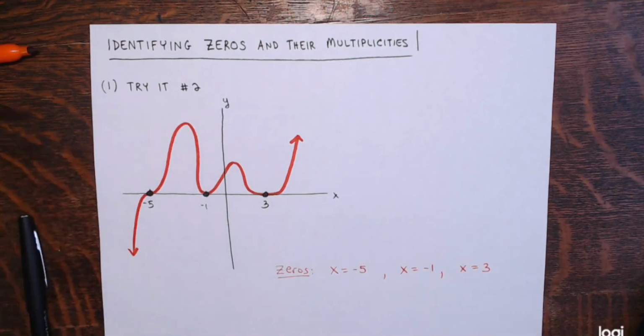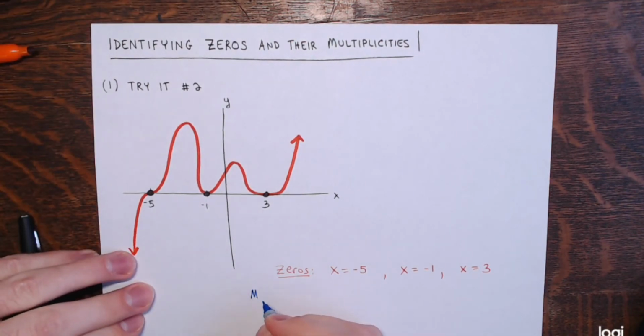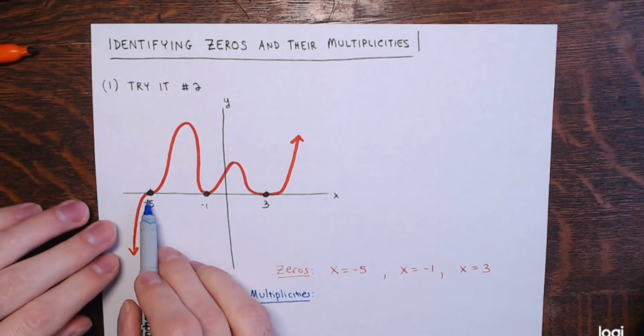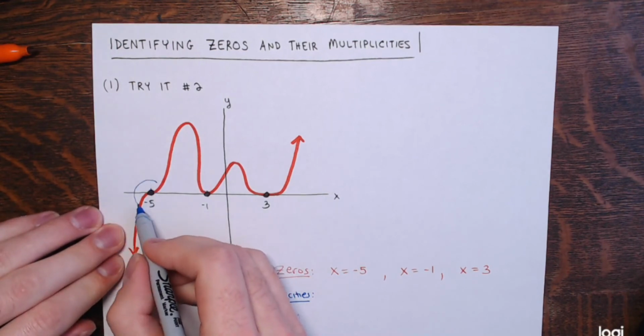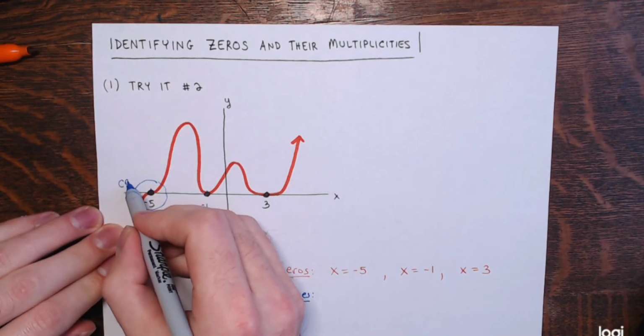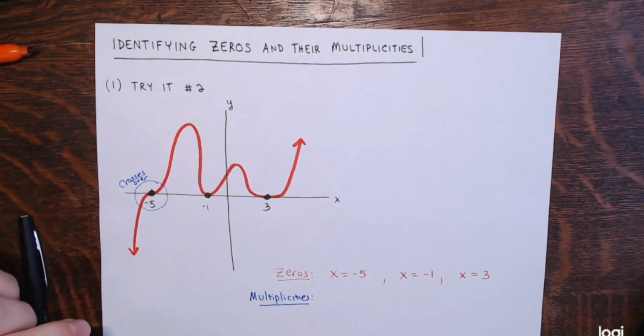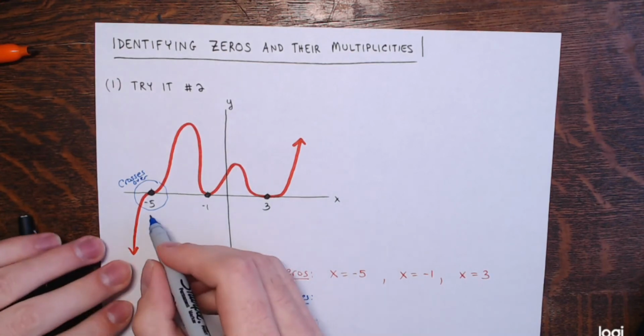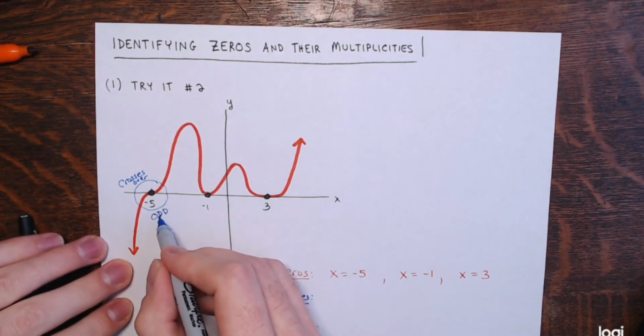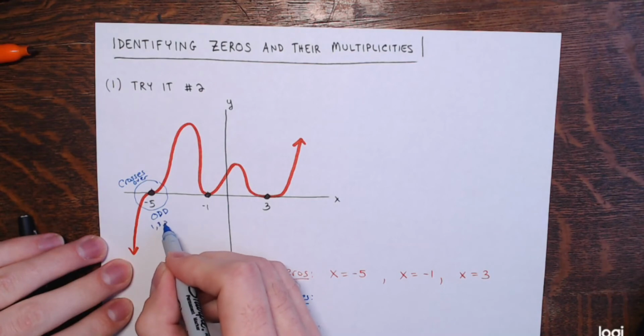All right, now let's talk about their multiplicities. And again, you should be able to have a rough idea as to what the multiplicities will be. Multiplicities. Now, you see at x equals -5 how the graph crosses over the x-axis, right? So that means it's got to have an odd multiplicity, so either 1 or 3 or 5 and so on.